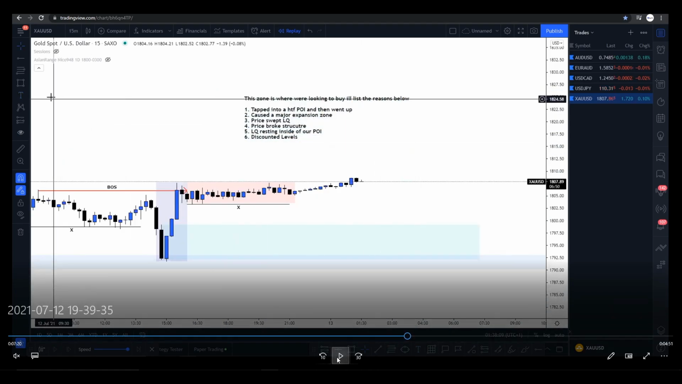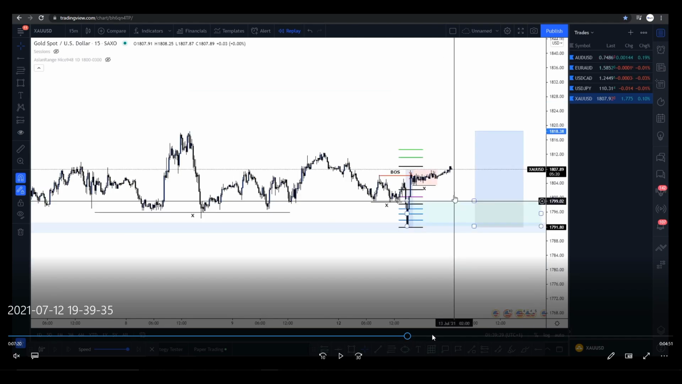So at this point, I'm just listing the confirmations. This zone we are looking at tapped into a higher time frame POI, then went up, caused a major expansion zone, price swept liquidity, price broke structure, liquidity resting inside of our POI, and then we have our discounted levels. Now, at this point, this is basically the setup, and all I was waiting for is price to come back down into this POI so I can hold it to the next high.